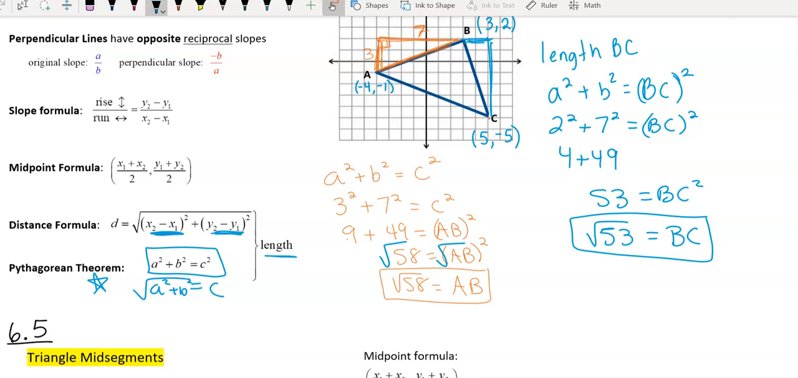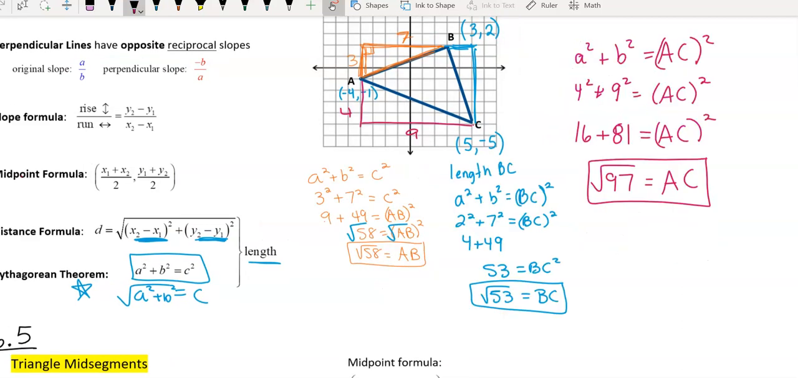I'm going to let you all come up with the length of AC on your own. Practice the same steps. Okay, we have found the length of all 3 sides of the triangle. And now we're going to go ahead and classify the triangle both by its angles and by its sides.